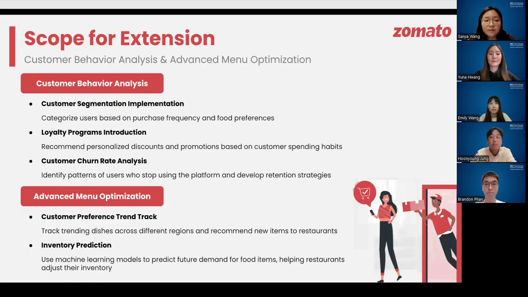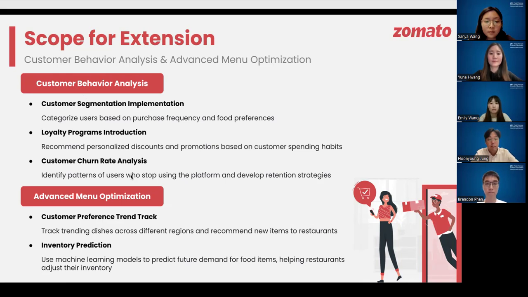So understanding customers and supporting restaurant growth are the key to a successful food delivery platform. To expand our scope, we focus on customer behavior analysis and advanced menu optimization. And through customer segmentation, we categorize users by purchase habits for better recommendations, and loyalty programs with personalized discounts drive repeat orders, while the churn rate analysis helps retain customers by identifying why they stop ordering.